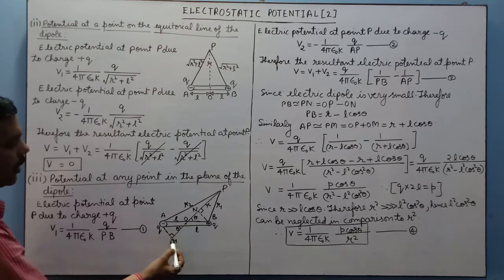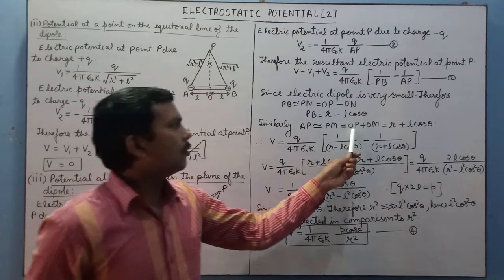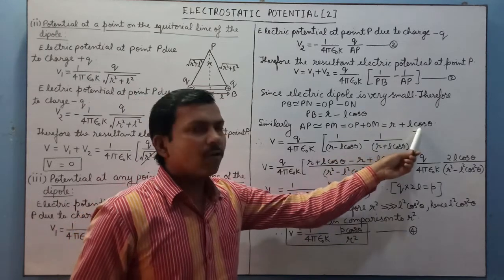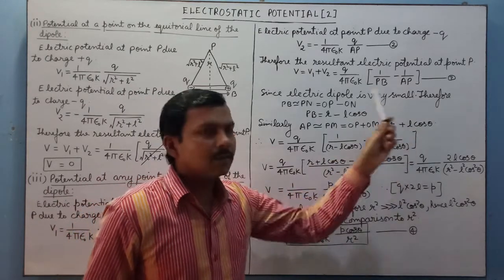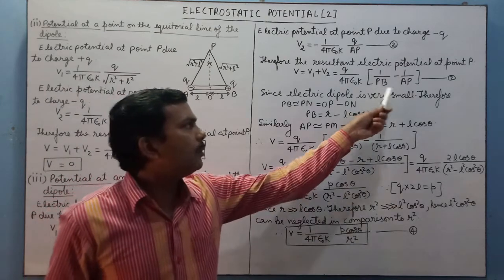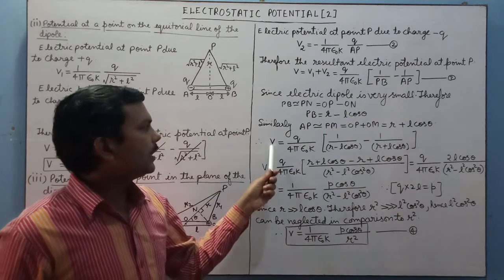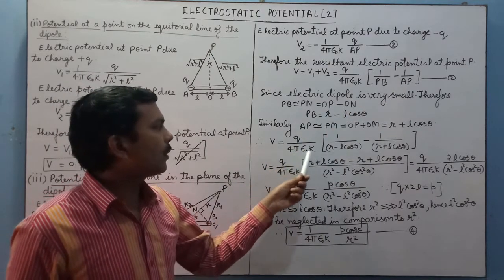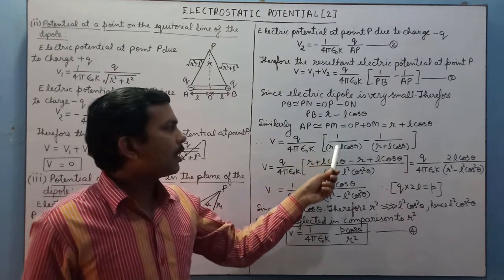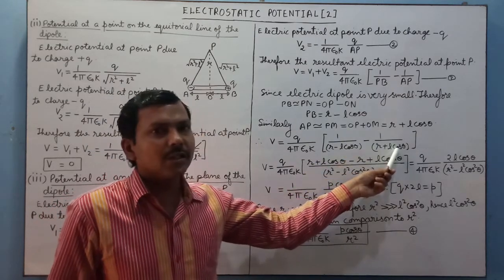It is obtained to be L cos theta. So OP is equal to R and OM is L cos theta, so it will be R plus L cos theta. Now we will substitute the values of PV and AP in this equation number 3. We get V is equal to Q upon 4 pi epsilon 0 K [1 upon R minus L cos theta minus 1 upon R plus L cos theta].